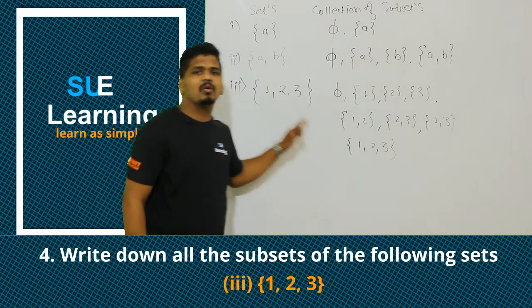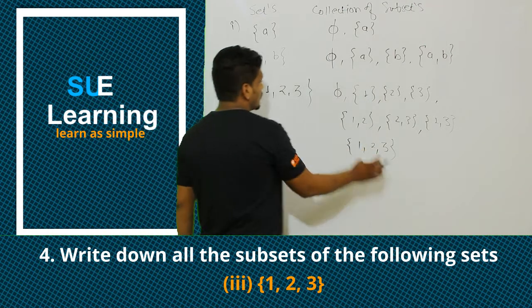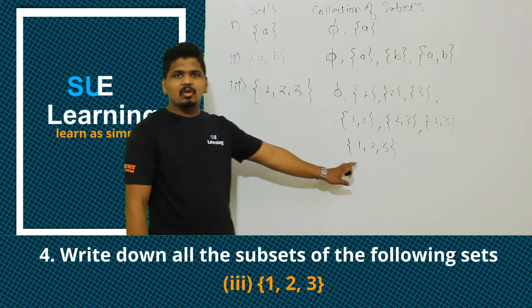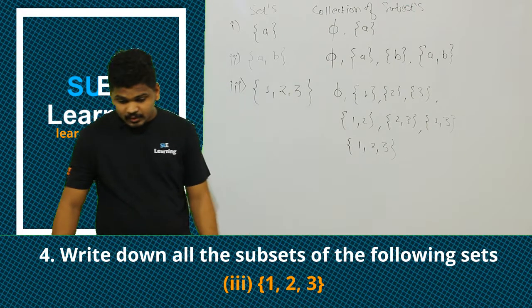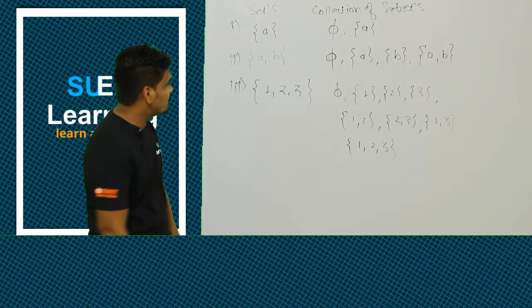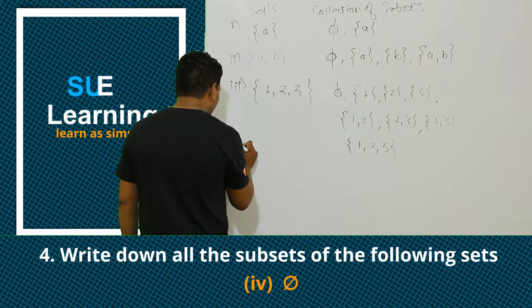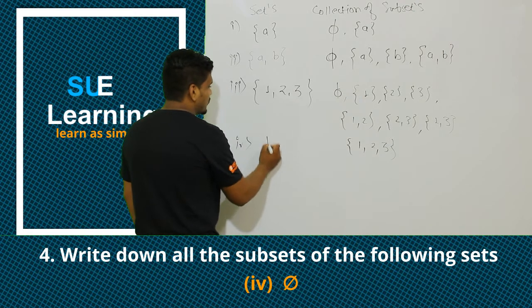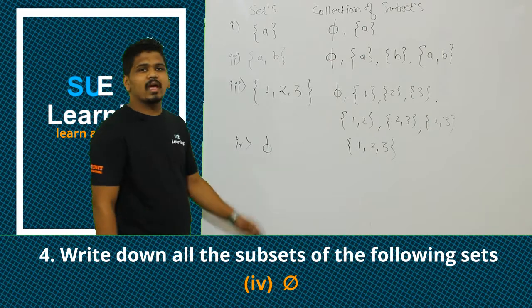This is the biggest subset of this set, therefore I have to stop here. Okay, these are your subsets of your 1, 2, 3. Now the last and the very important subset, the fourth one, is nothing but 5. You need to calculate the subset of 5.